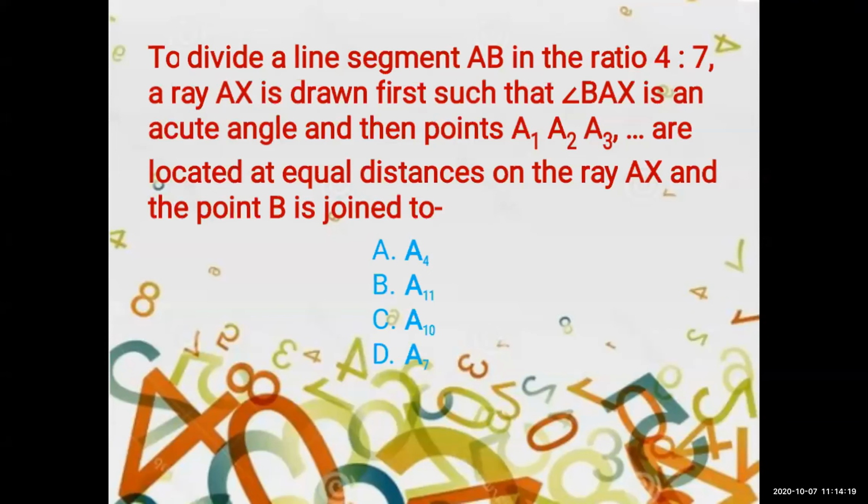Okay, Khushi, let's see what is the answer. Yes, your answer is wrong. The correct answer is option B, A11. Because 4 plus 7, what is it? Correct? And it is angle BAX. Line segment is AB. So it will be joined at A11. Very simple question. So you have lost 1 mark. I will tell the marks afterward.